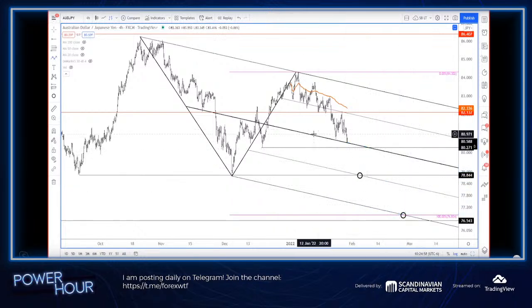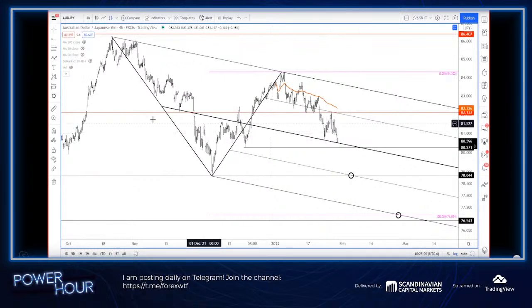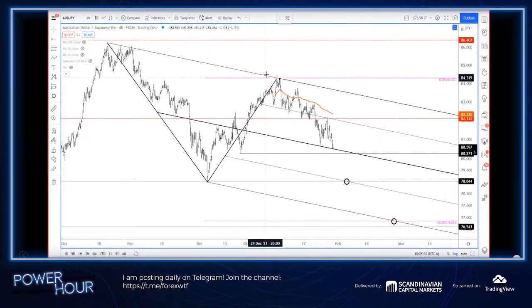Again, I'm not saying that's going to happen. I'm just saying that is how this market is trading. It's trading perfectly between all these levels, right? This is exactly what you want to see.